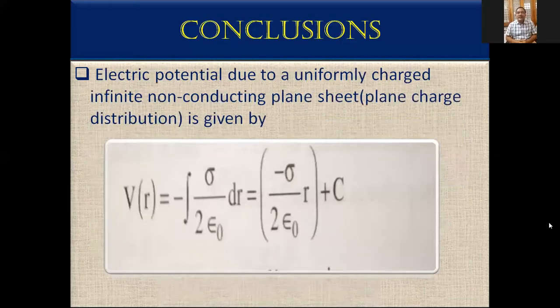After that, we discussed the potential due to a uniformly charged infinite non-conducting plane sheet. This is the plane charge distribution. The potential V of r is equal to minus integral of sigma by 2 epsilon naught dr, that gives minus sigma by 2 epsilon naught r plus c. Here also c stands for the integration constant, sigma is the surface charge density.